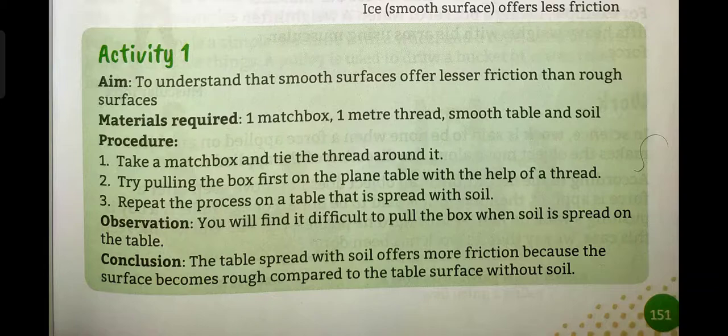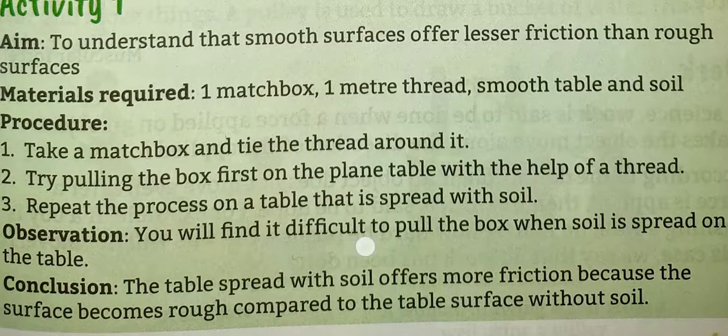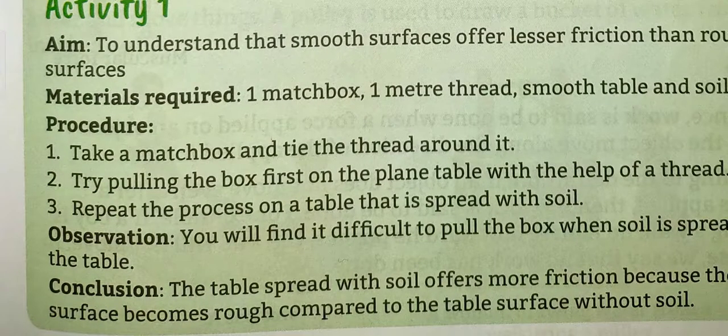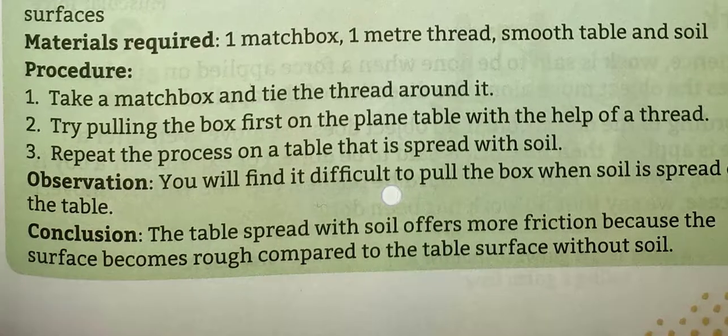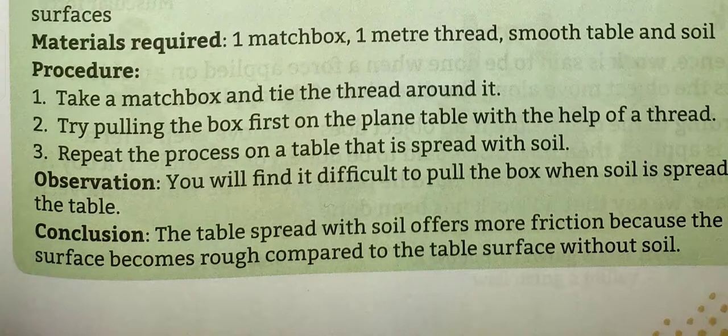Okay, now what is the procedure here? First, take the matchbox and tie the thread around it, and then try pulling the box first on the table with the help of the thread, and then repeat the process on the table that is spread with soil. What do you observe? You observe that it is more difficult to pull the matchbox on the table when soil is spread. What is the reason here? The reason is when there is soil, the friction force is more.